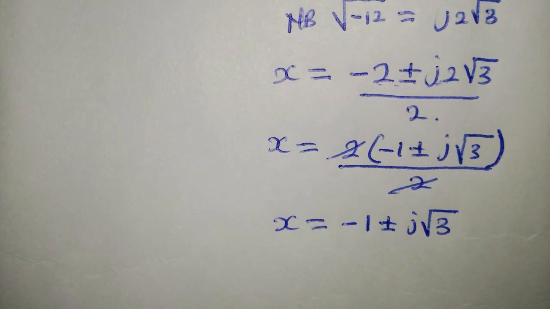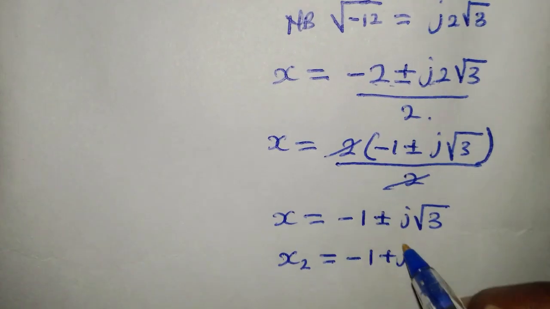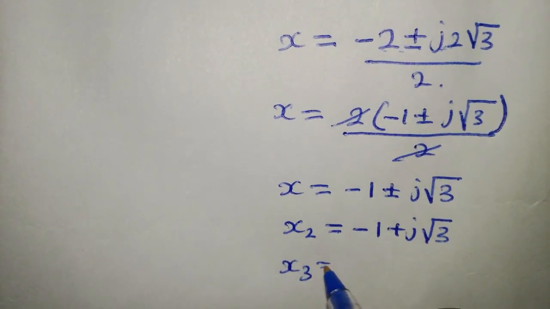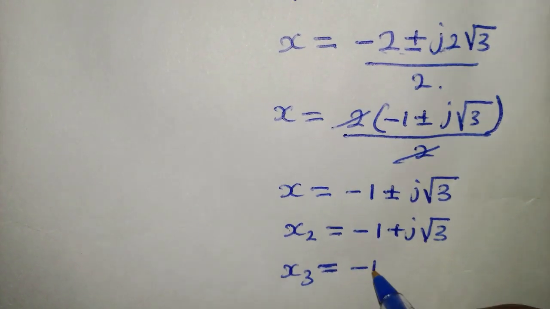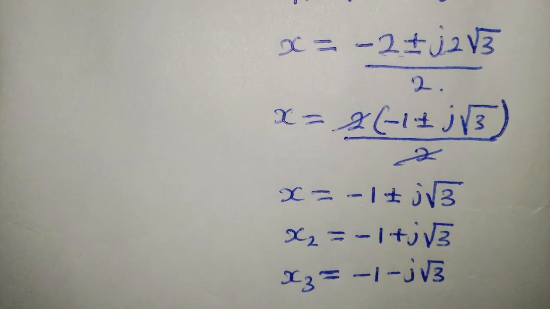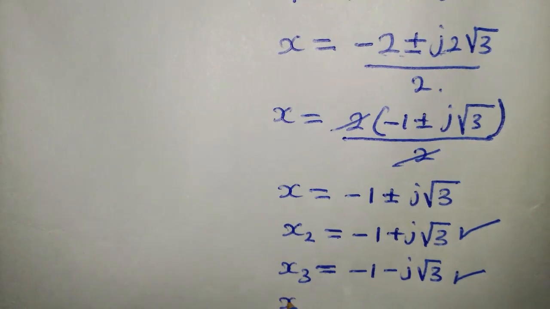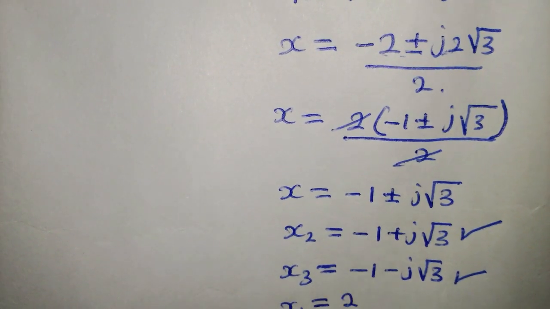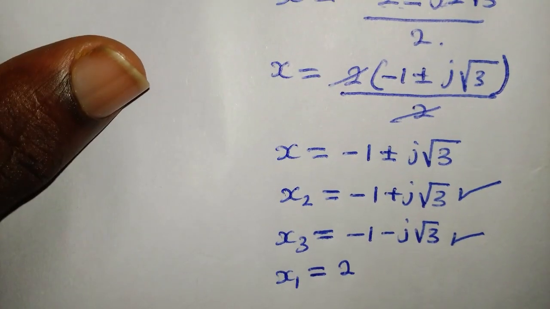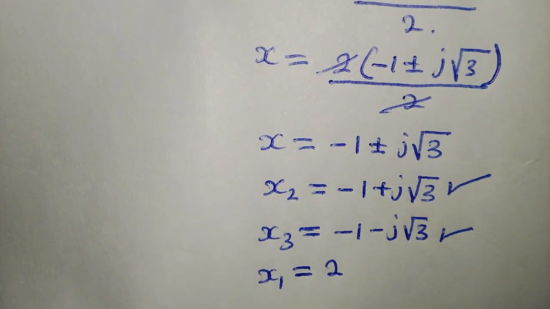Now we have two more answers. x2 is equal to minus 1 plus j root 3, and x3 is equal to minus 1 minus j root 3. So this is the second value and this is the third value. Remember, I want to solve for the first value, where x1 is equal to 2. We said x1 is equal to 2, and we want to check if what we solved is correct.